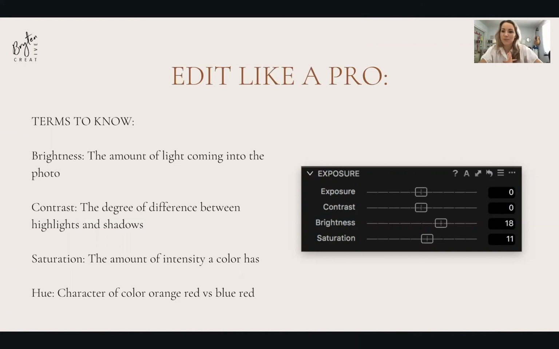So it's brightening up the dark points as well as the light points. Your contrast, however, is the degree of difference between highlights and your shadows. So you have the highlights that we talked about earlier, which is your brightest point of the picture, and then your shadows, which is the darkest point of your picture.